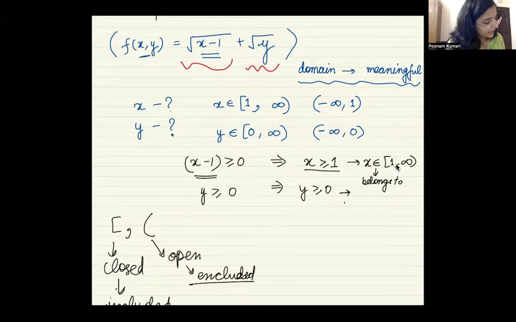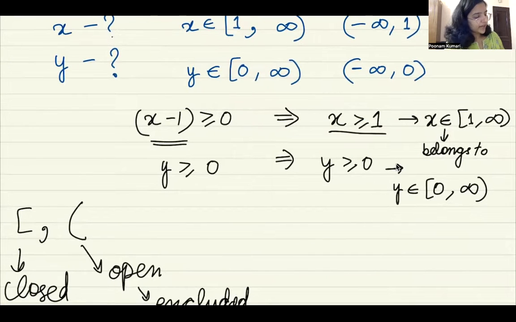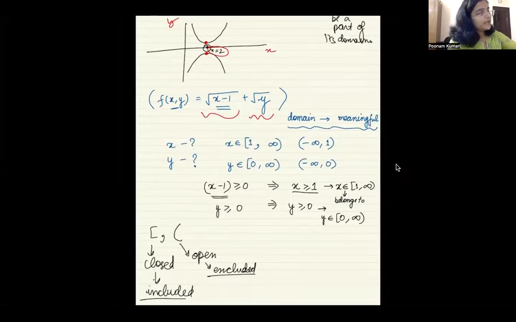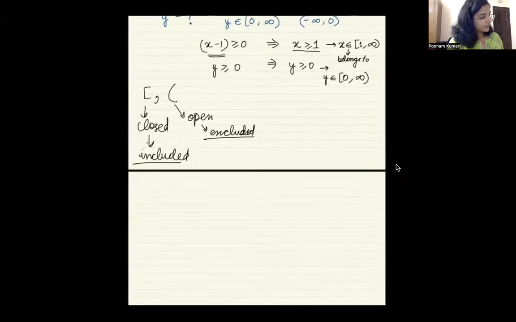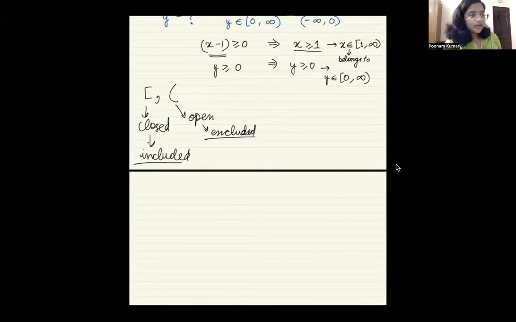Similarly I can write that y belongs to [0, infinity). I have written a closed bracket here, why? Because 0 is possible, right? So now what will be your domain for this function? All the points where x is greater than or equal to 1 and where y is greater than or equal to 0.